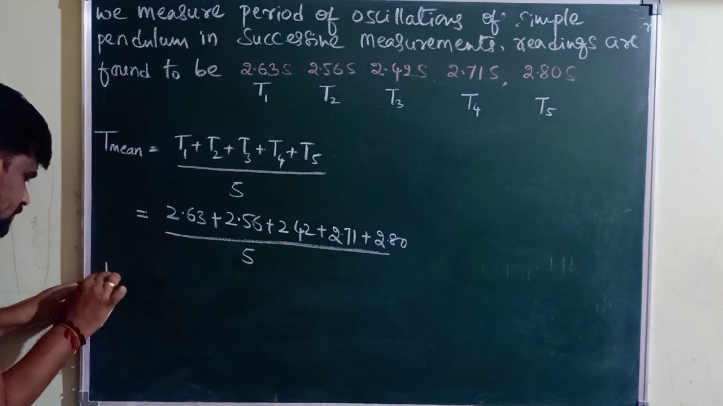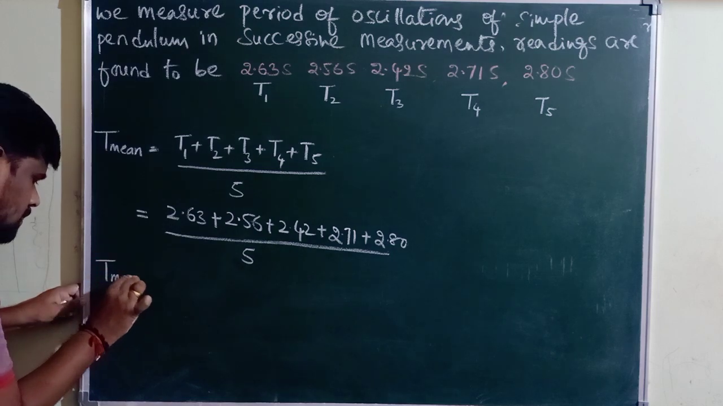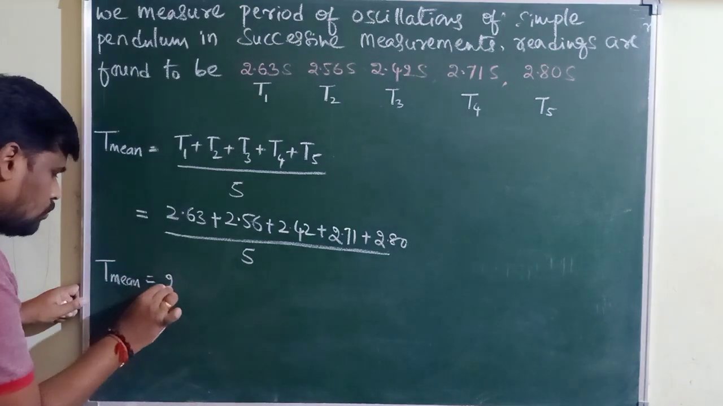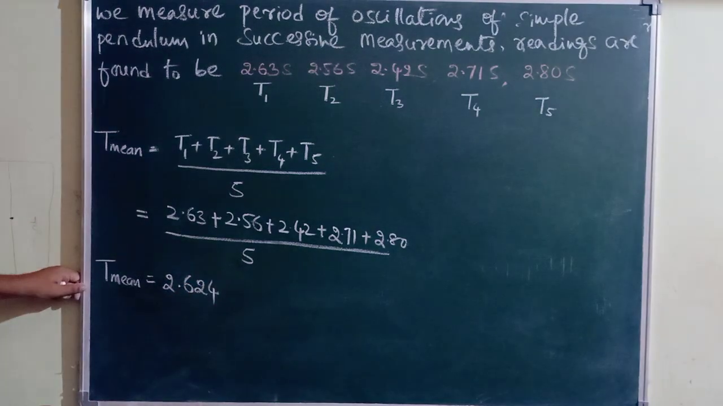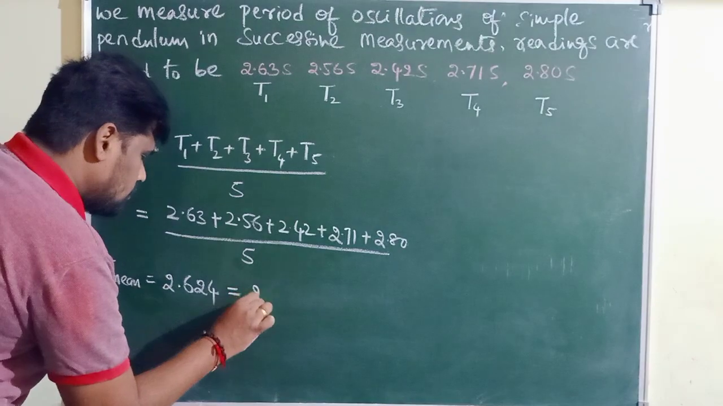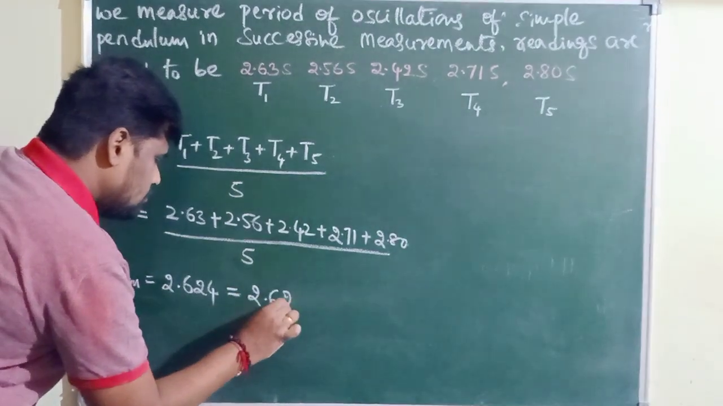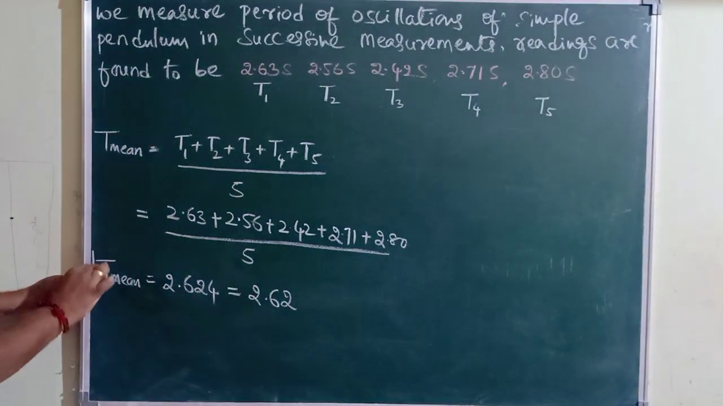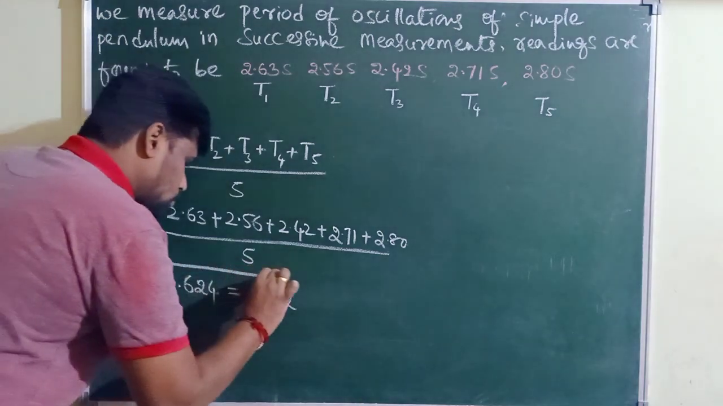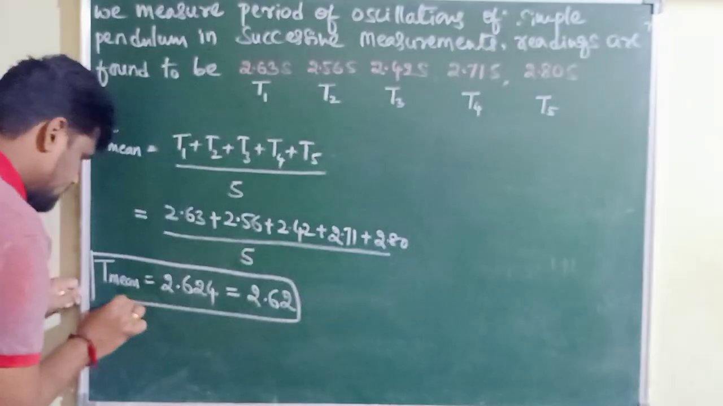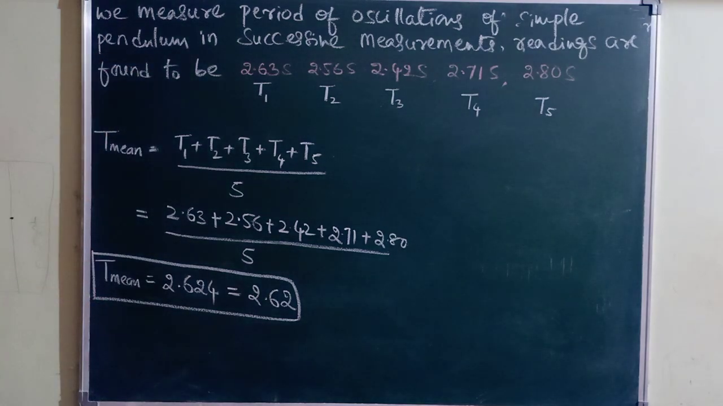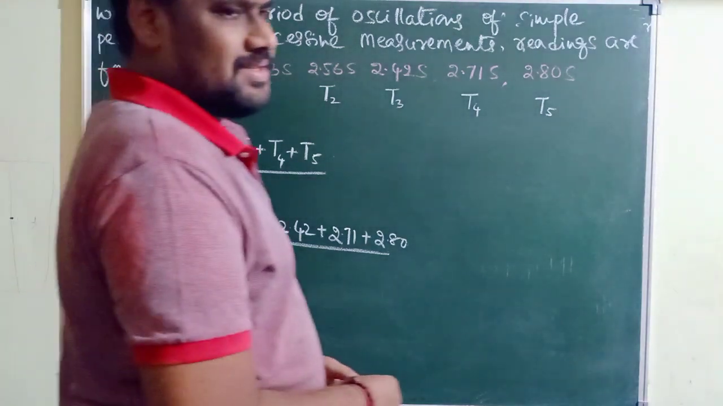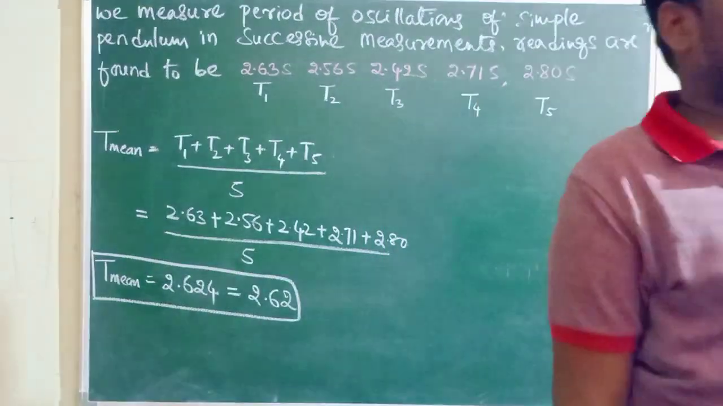The answer is found to be T mean equals 2.624. It is nearly written as 2.62, you can take. This T mean value is also called the true value of measurement. The true value of measurement of the time period is given by 2.62. This is the first step.